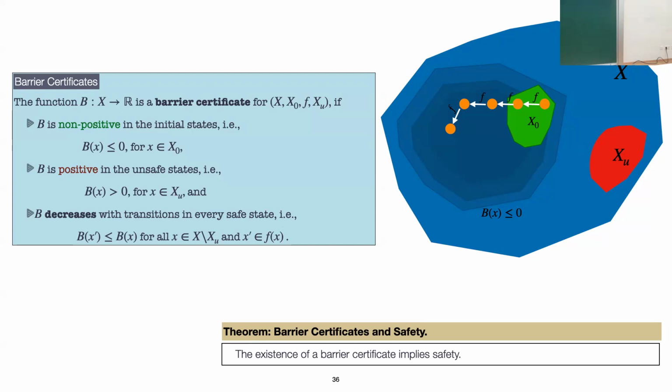You're either in or outside. So here is like kind of really straightforward. This is positive, this is negative, and with every step, except for the unsafe states, everywhere else, you take a transition, you get a decrease. You could come up with more interesting notions like K barrier certificates, and there are a lot of interesting opportunities in this.